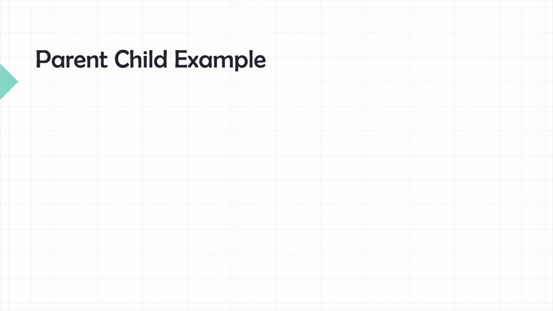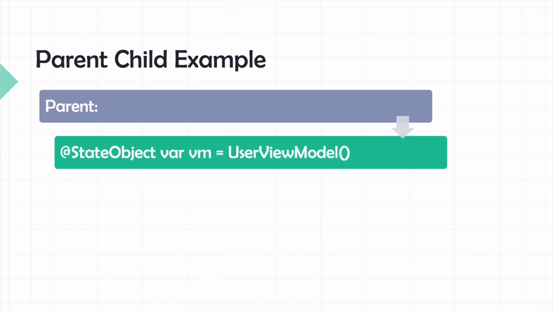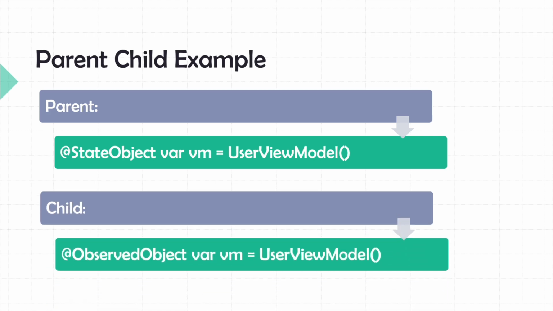Here is a typical example. The parent owns the view model, so the parent uses @StateObject. The child simply receives the view model, so the child uses @ObservedObject. This ownership model is exactly how SwiftUI expects state to flow.